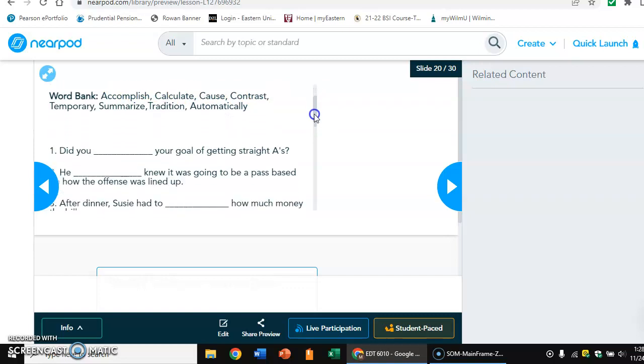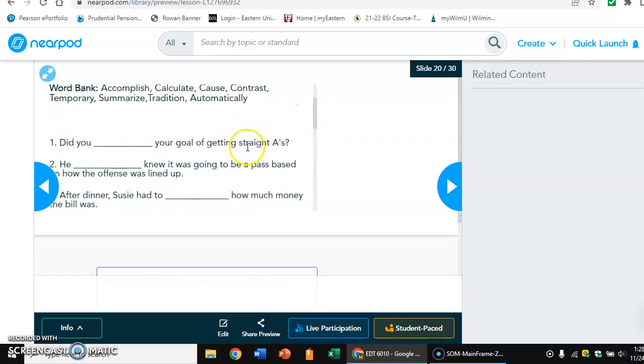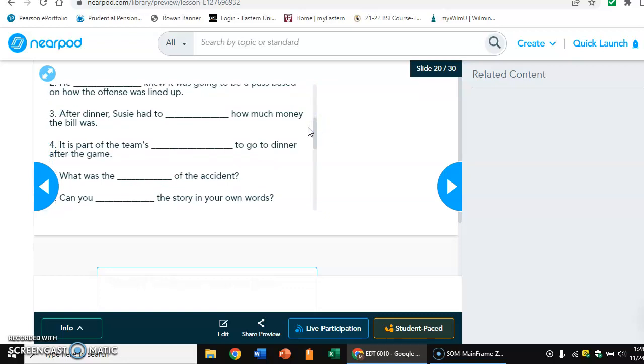Okay, did you blank your goal of getting straight A's? He blank knew it was going to be a pass based on how the offense was lined up. After dinner, Susie had to blank how much money the bill was. It is part of the team's blank to go to dinner after the game. What was the blank of the accident?